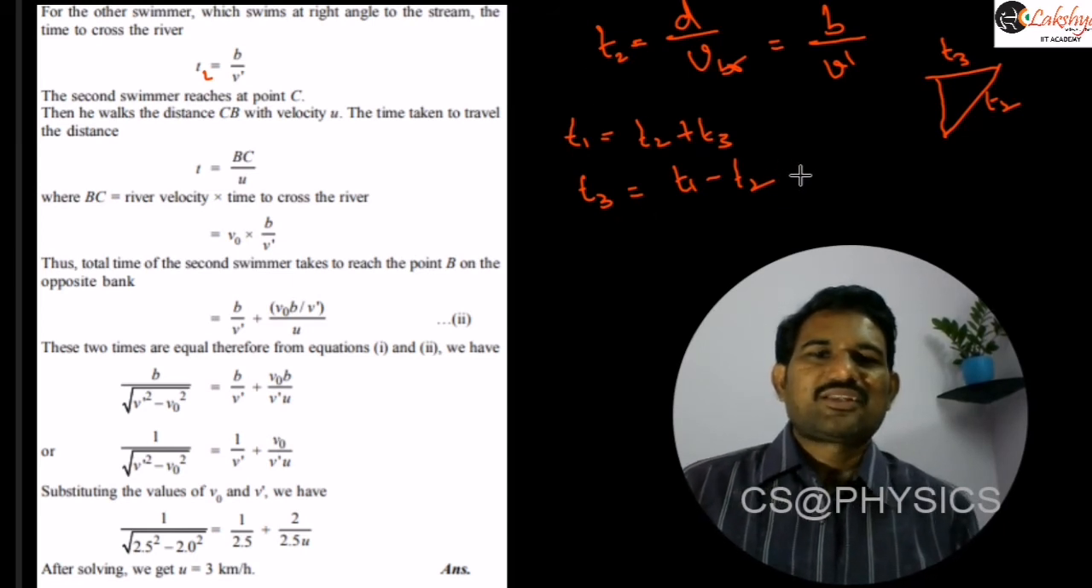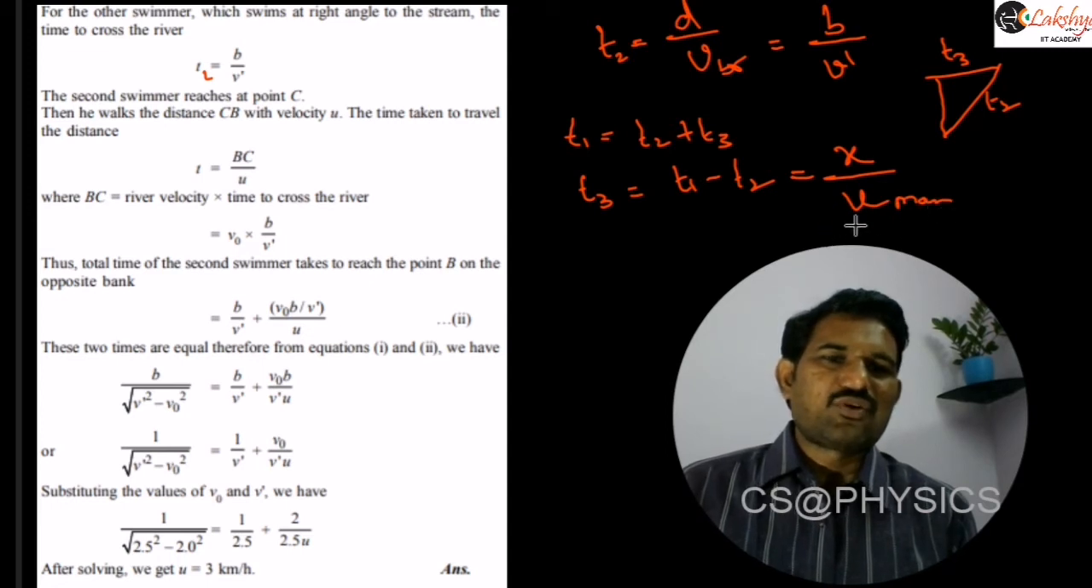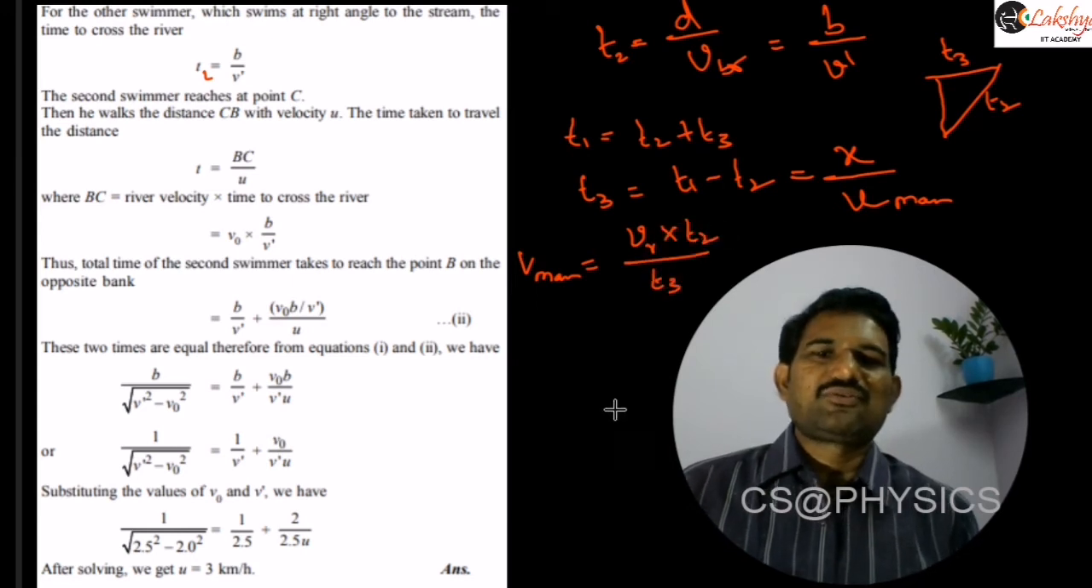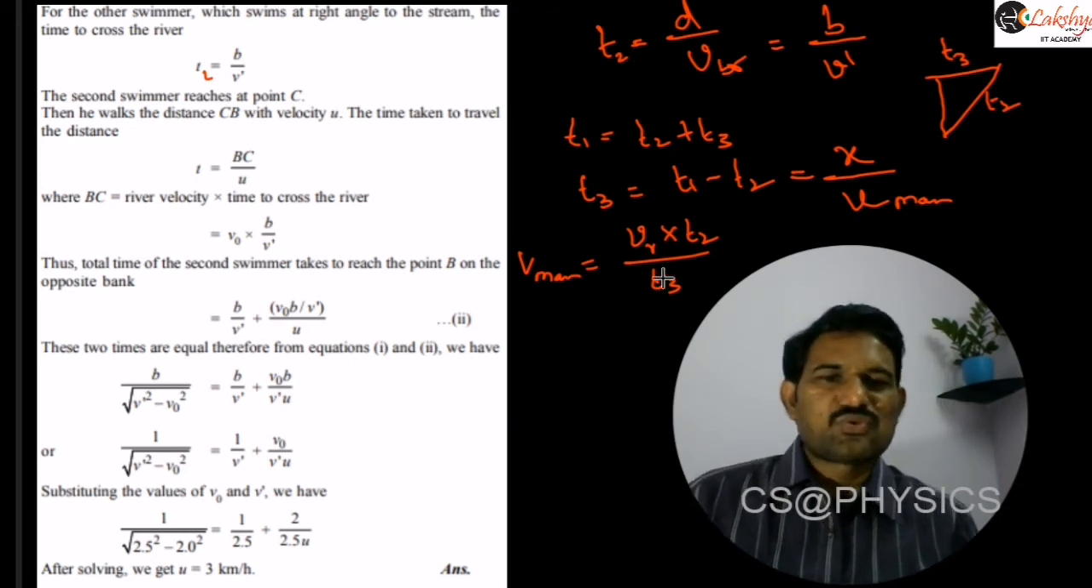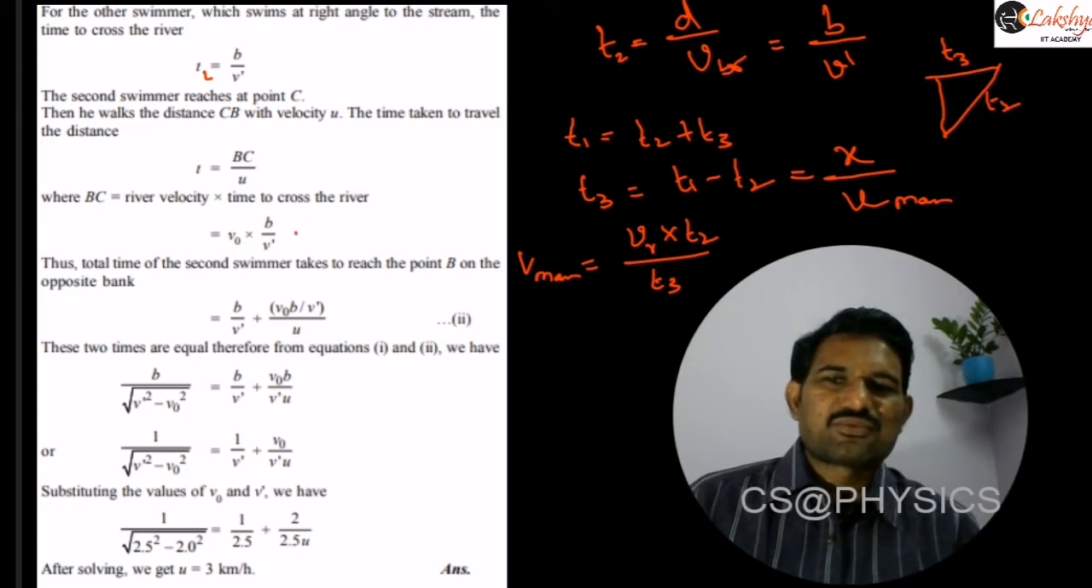Now this T3 value must be equal to this drift x divided by the velocity of this man, the walking man who is walking on the bank. Therefore the velocity of the man you can express as x by T3, where x is nothing but the velocity of the river into the time taken T2, which we need to substitute here. So got it? That is the procedure to solve this, and those values are mentioned here. That means this is the drift value they are expressing first. So this is the drift.